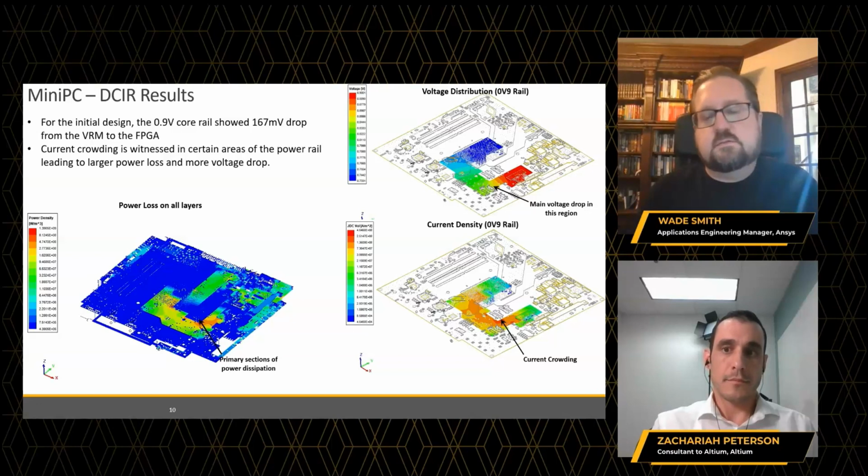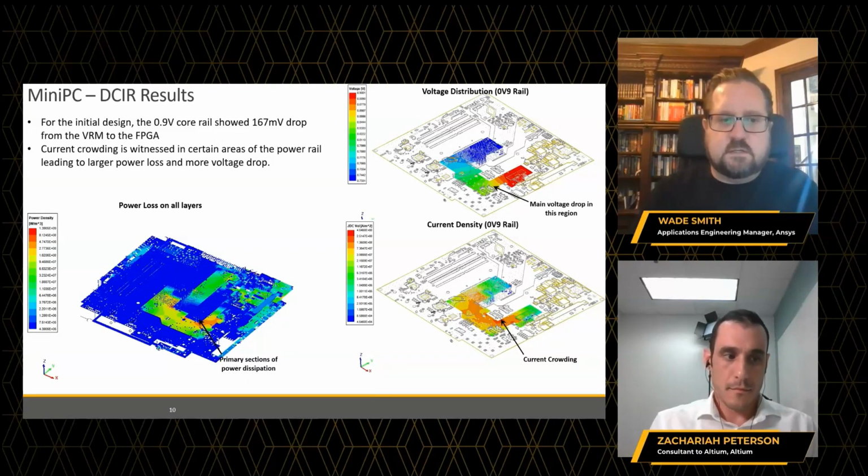And as you can see here, just running the first initial draft of this board, we have a 0.9 volt core rail that has an extensive drop on it. And this is outside of the percentage that we're able to handle. So just with the DCIR, we see that there's an initial problem with this board that we have to go fix before we can move on to other things.